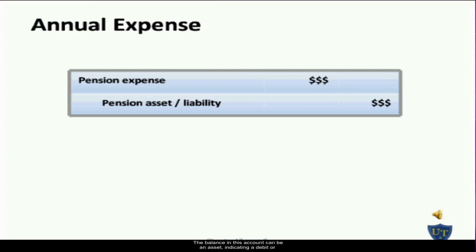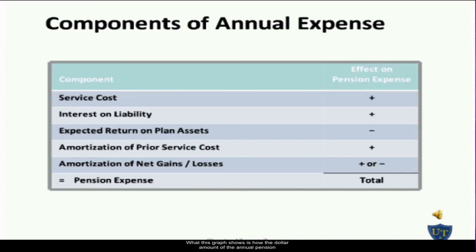The balance in this account can be an asset indicating a debit or an investment in the pension assets, or a liability. What this graphic shows is how the dollar amount of the annual pension expense accrual would be computed. The 5 possible components of pension expense are shown in the component column. Those 5 elements are the service cost, which would be expected to increase pension expense, interest on the pension liability, which would increase the expense.